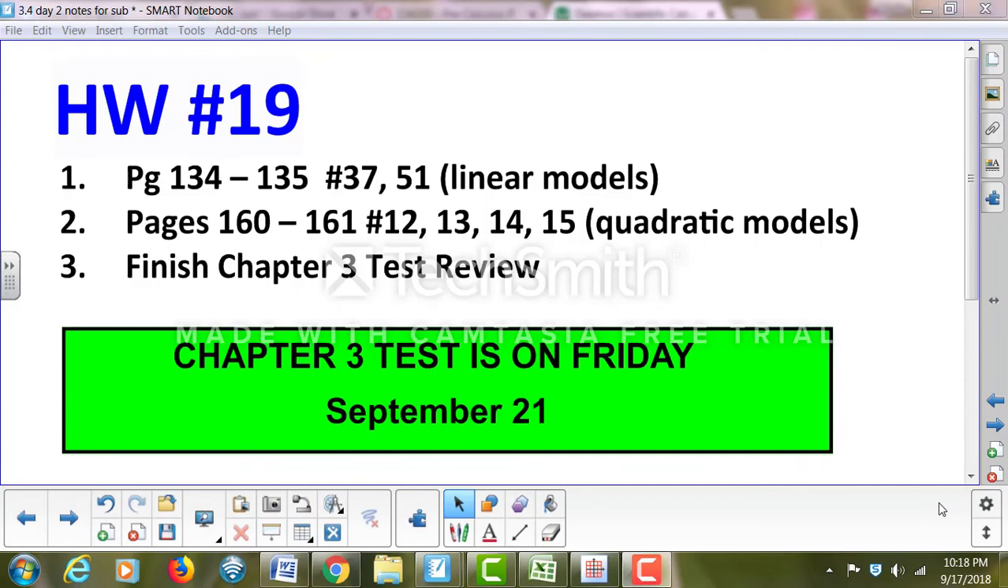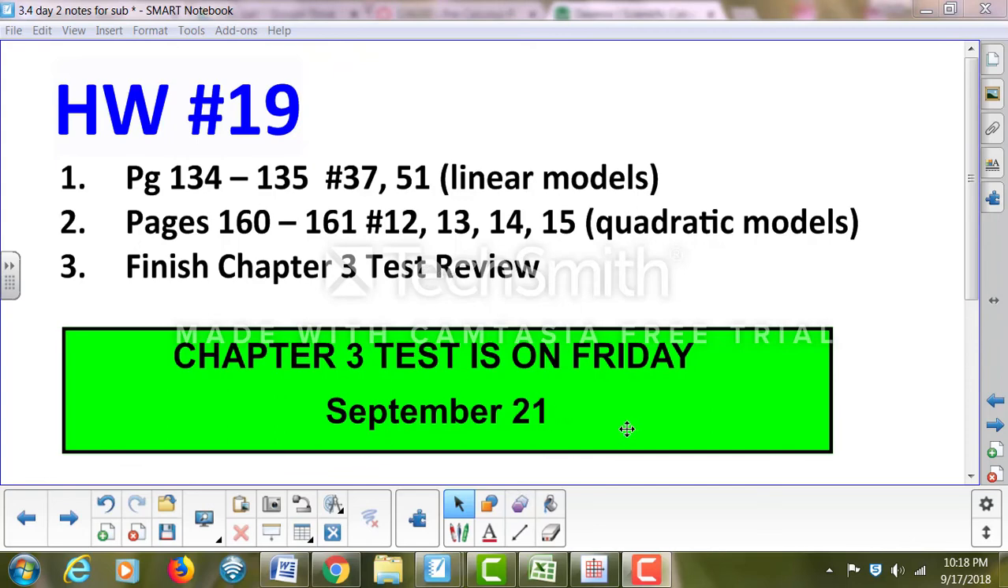Okay, so that's all the notes we're going to do today. Here's your homework assignment. It's also on Canvas. We're going to do a couple problems that are linear models, and then 4 problems that are quadratic models. And then you should also be finishing your Chapter 3 test review. And don't forget your Chapter 3 test is on Friday.